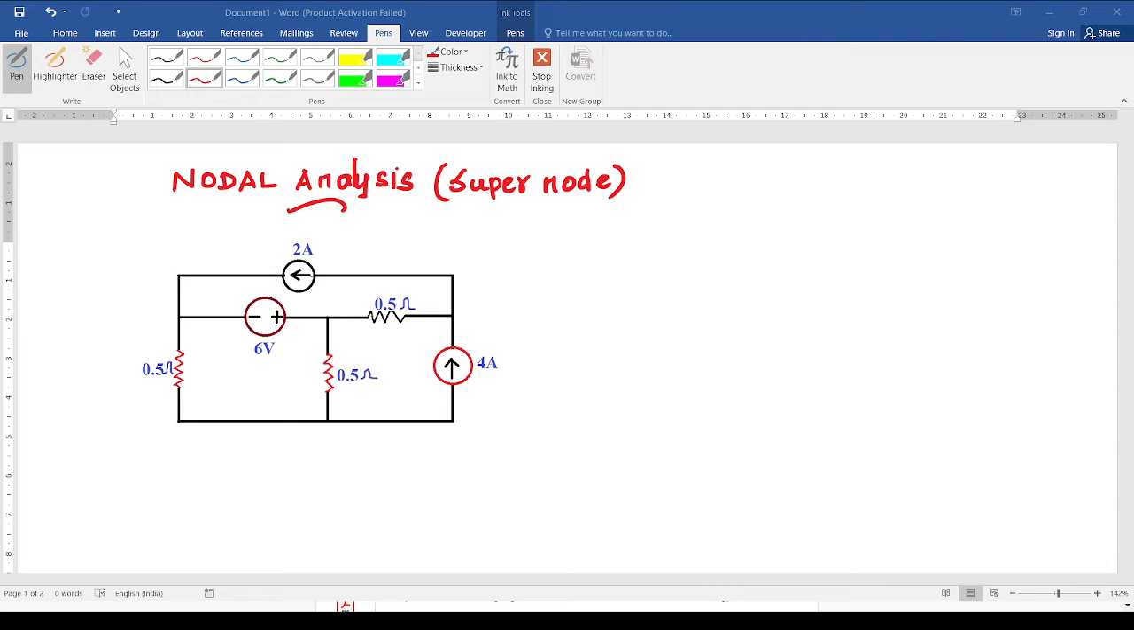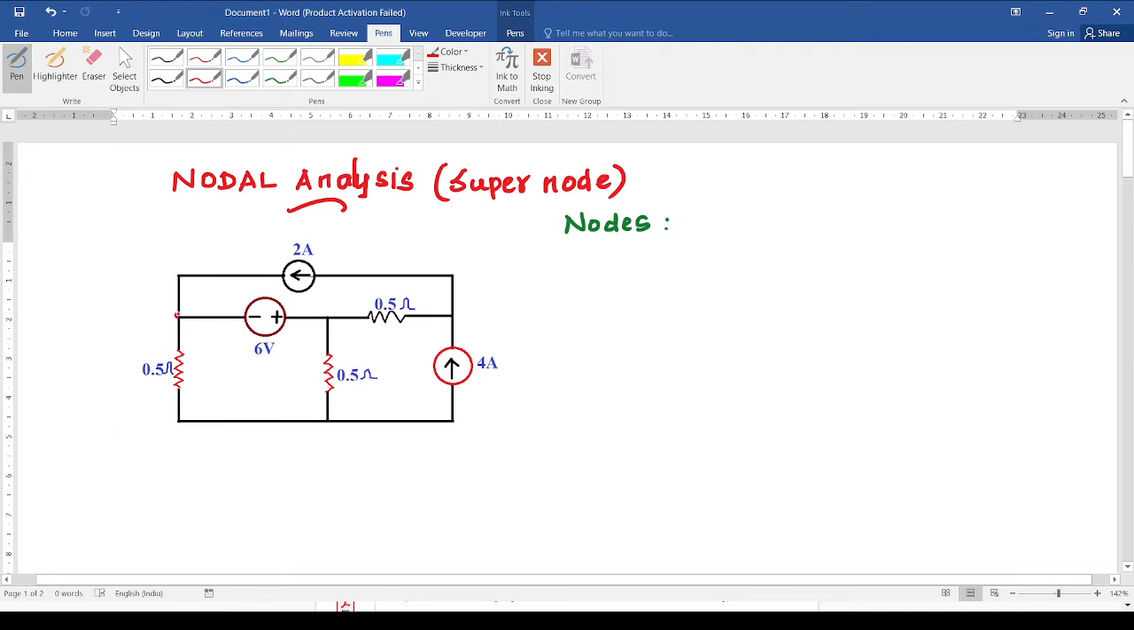In this video, I am going to explain how to apply nodal analysis when a voltage source is present between two nodes. Consider a problem. First of all, we have to find out how many nodes are in the network. What is a node? A node is a connection of three or four branches. That is known as a node.